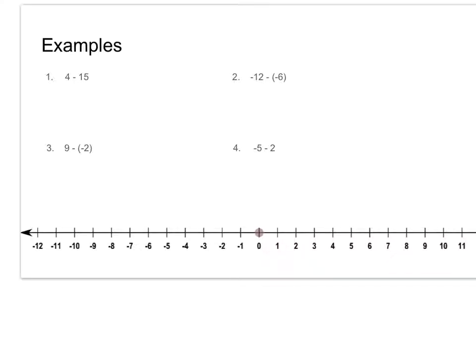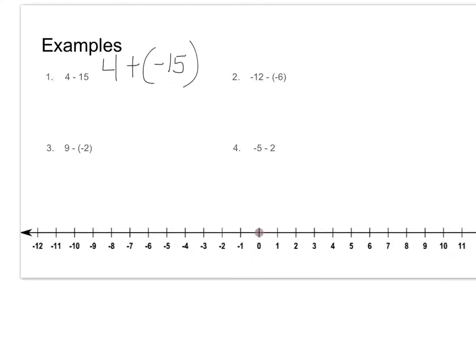Let's take a look at some examples. So we have 4 minus 15. I personally wouldn't change that one because it's not confusing, but let's do the examples of changing to the opposite. This would be changed to 4, change it to addition, add the opposite. I'm going to put it in parentheses, and now it's going to be a negative 15 because it was a positive 15.